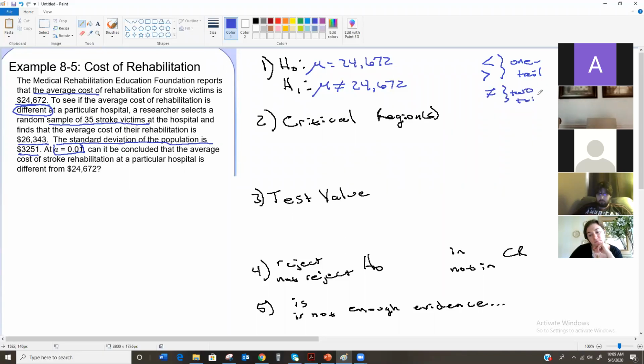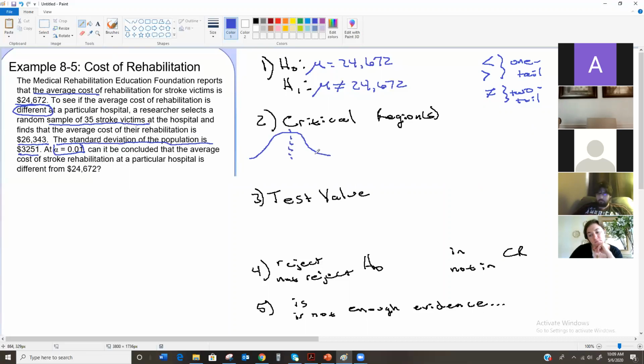Okay, I just wasn't sure if it was always. Always. Yep, that's exactly where it comes from. So one tail is always the greater than or less than, and two tails is always not equal. This means we're only going left, this means we're only going right, but this means it could be either direction. So two directions, two tails, like towards the left tail of the normal curve and the right tail of the normal curve. Okay, perfect.